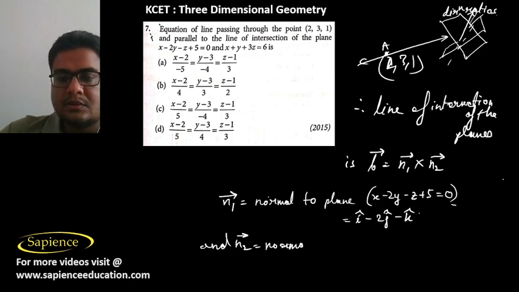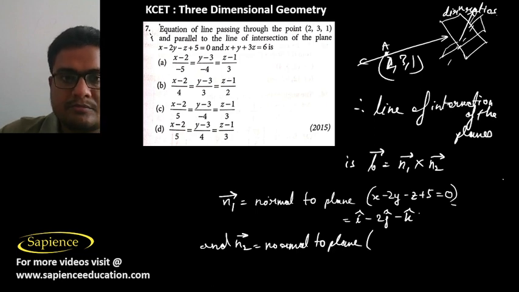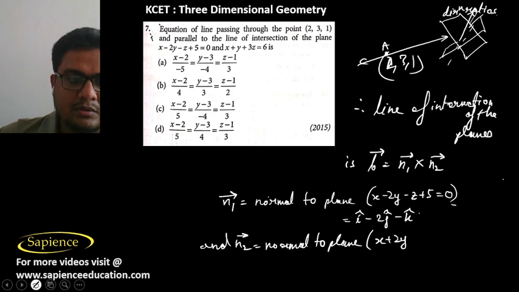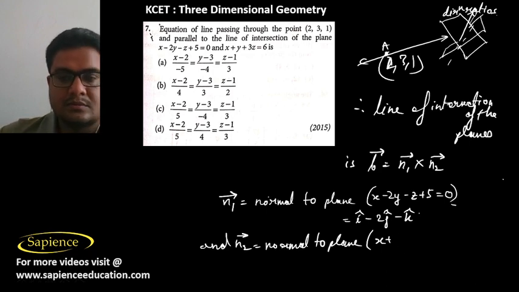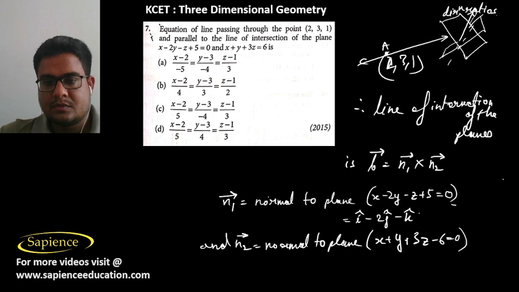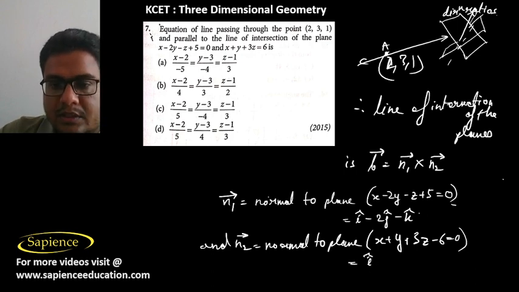So the normal vector to the plane x plus y plus 3z minus 6 is equal to 6. So that is also equal to i cap plus j cap plus 3k cap.